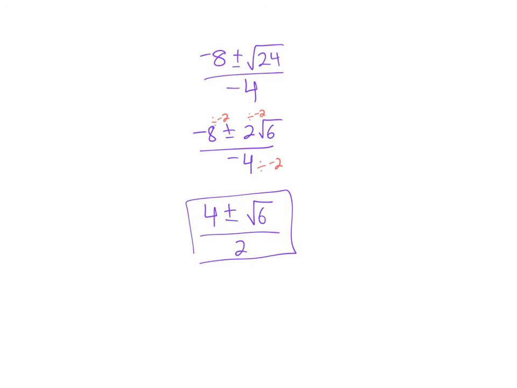If you were to have this version, negative 4 plus or minus square root of 6 over negative 2, we're going to say that's not simplified because there are negative symbols that you do not need, as we saw in the previous slide.